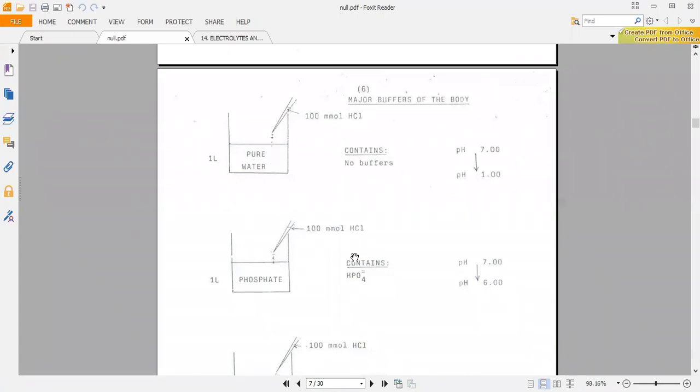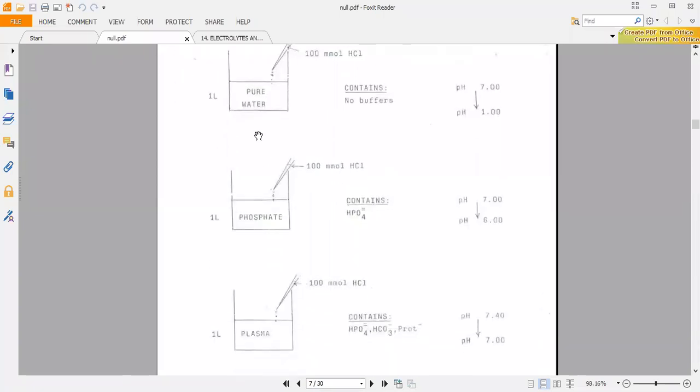Okay, but if I take phosphate and I add 100 millimoles of HCl, you realize that the pH will only change from 7 to 6. Unlike pure water, which changes from 7 to 1, here it is going to change from 7 to 6, because the phosphate can act as a buffer.